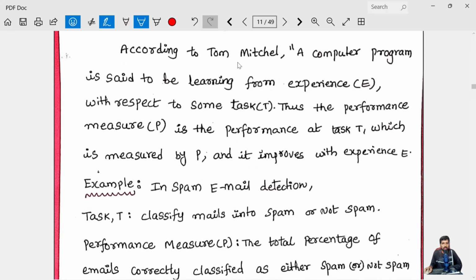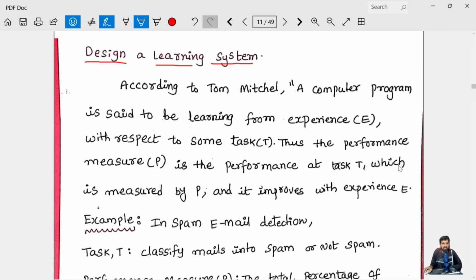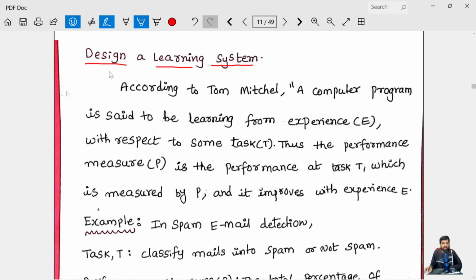According to Tom Mitchell, a computer program is said to be learning from experience E with respect to some task T. Thus, the performance measure P is the performance at task T, which is measured by P, and it improves with experience E. So please remember all of you, when we talk about designing a learning system, there is a scientist named Tom Mitchell.